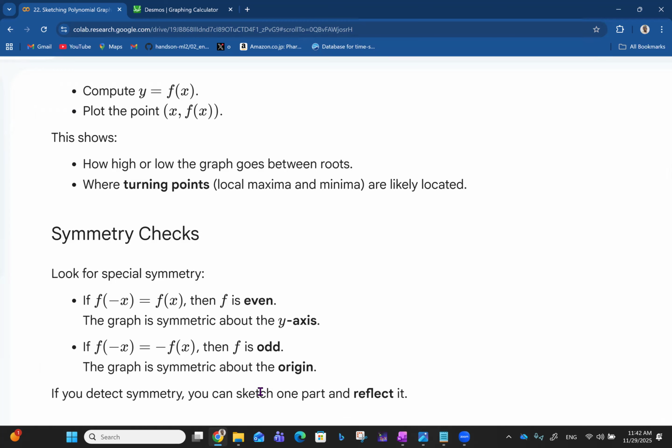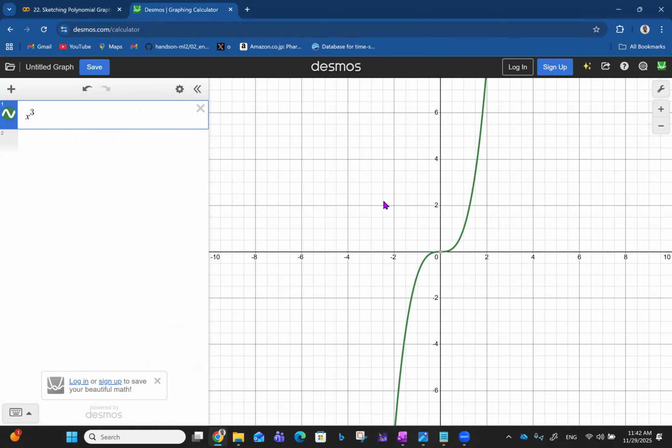So if you detect symmetry, you can sketch one part and reflect it very easily. Once you get this part, and because you know the power is odd, it is symmetric about the origin. So this goes up and it comes down by the same measure. You see the area carved out at the top is the area carved out down here because of symmetry. The same applies for x squared. Whatever it does on one side, it bounces back with the same, before the axis and after the axis, basically.